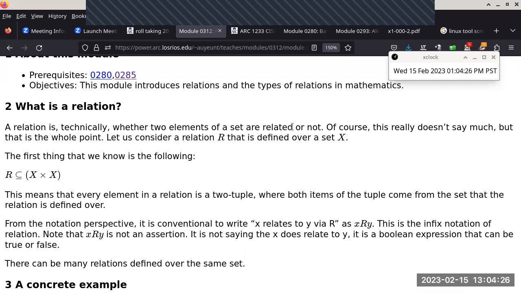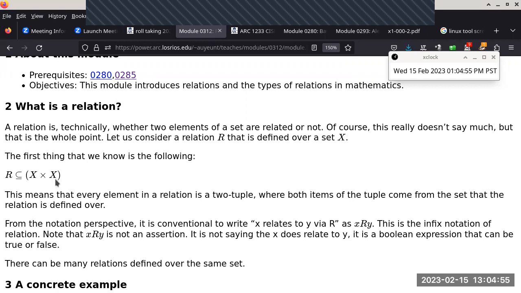So you would ask, related how, right? Well, it doesn't matter. You can define the relationship itself. Of course, this doesn't really say much, but that's the whole point. So we can consider a relation R that is defined over a set X. That means R is the relation and it's relating elements in X. The first thing that we know is R is a subset of X Cartesian product with X.